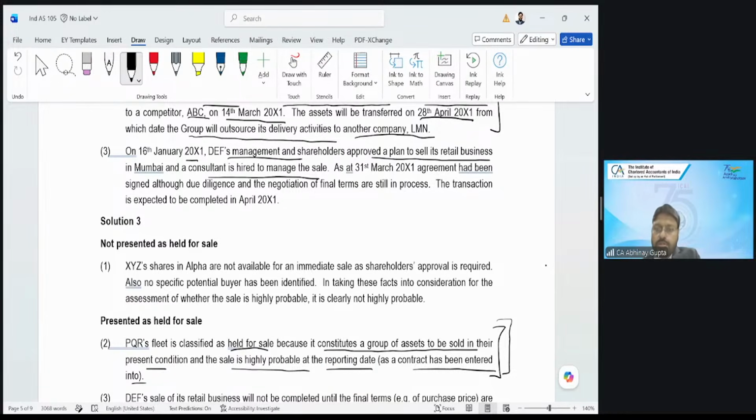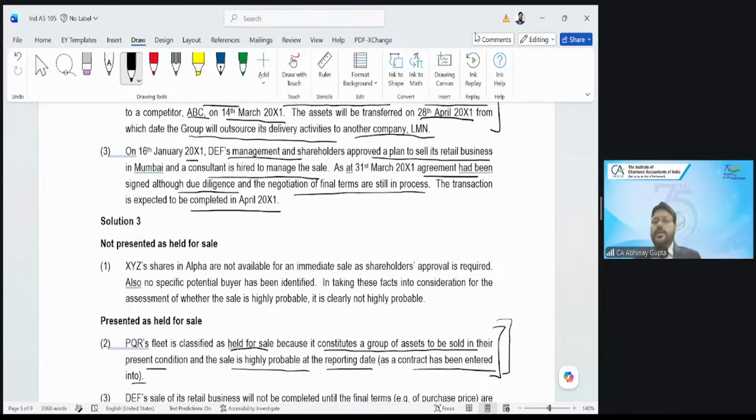On 31st March 2001, an agreement had been signed, although the due diligence and the negotiations of the final terms are still in process. The transaction is expected to be completed in April 2001. So on 16th of January 2001, the plan is proposed. A third-party consultant is hired, right? The final terms are still in discussion. Due diligence is underway, right? And the management expects the sale will be completed by the end of April.